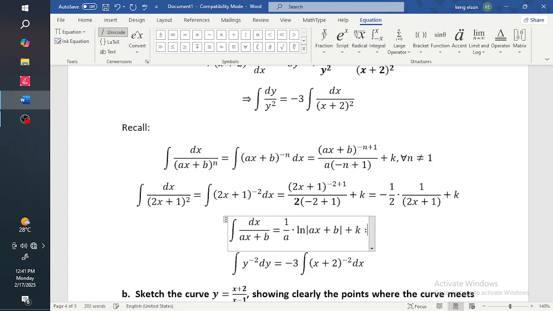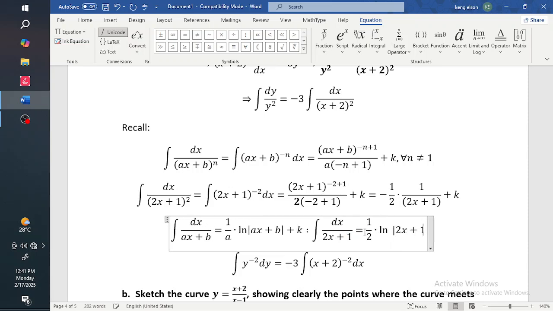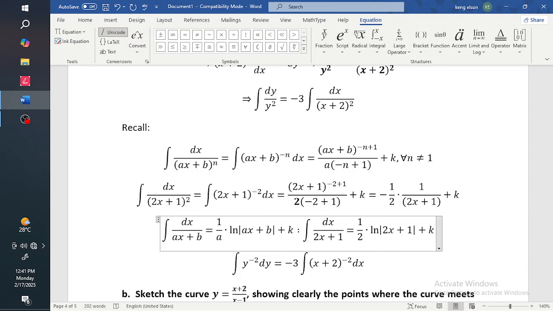For example, what is the integral of dx divided by 2x plus 1, not 2x plus 1 all squared, but 2x plus 1? This is 1 over the derivative of 2x plus 1, which is 2. Then we multiply it with the ln of the absolute value of 2x plus 1. Then we add a constant of integration. These are basic principles that you have to pick up when studying integration, because differential equations is an application of integration.